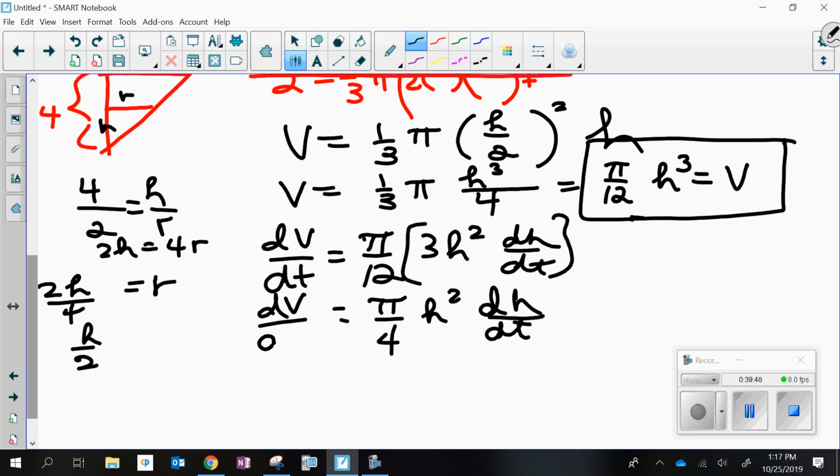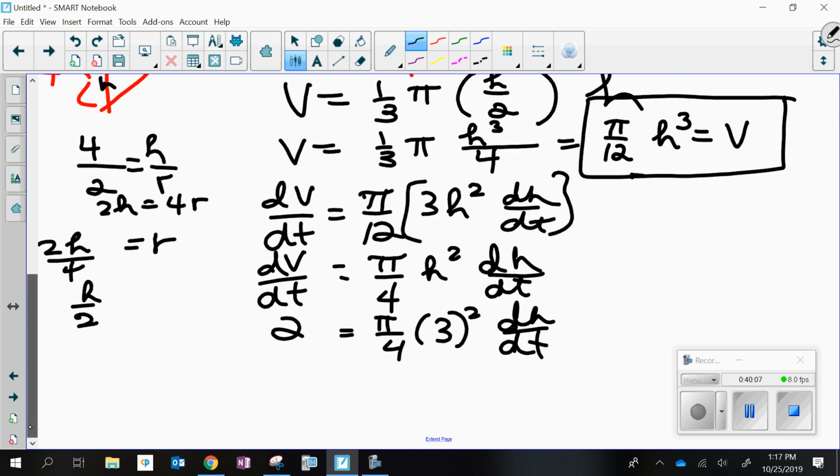Okay, good work. So h is what now? And dV/dt is 2, right? So this is 3 squared, and our dh/dt is unknown. All right, go ahead and finish it to a decimal, because there's a tricky piece to this.